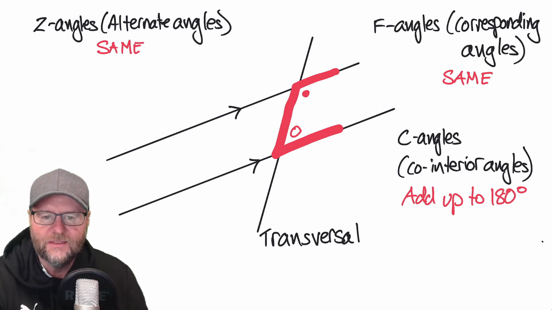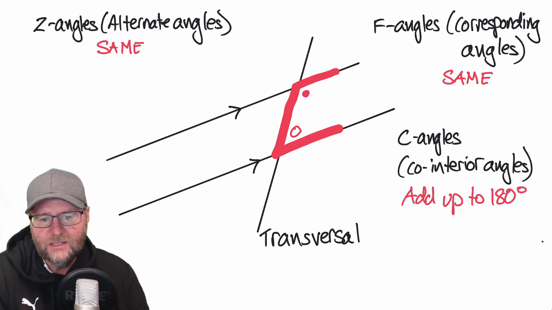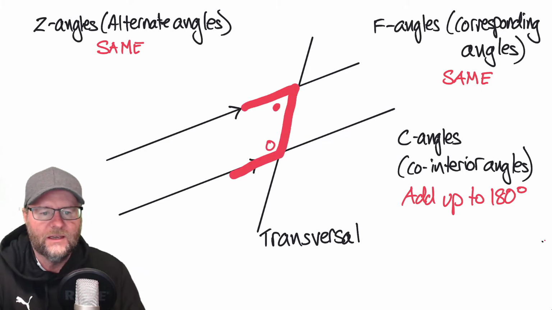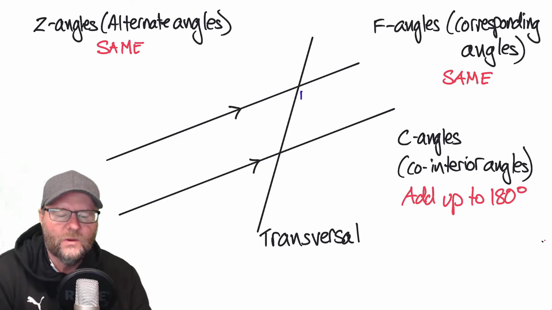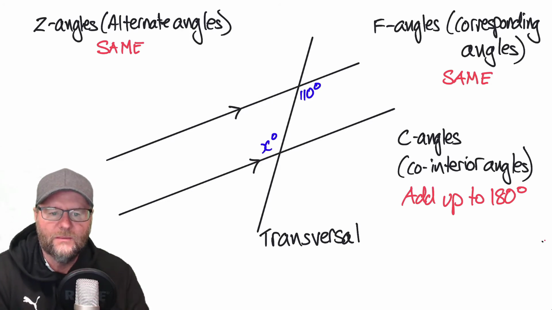Inside the C, those angles will always add up to 180. And just like the others, the C can go backwards. Okay, we're just looking for the shape. So let's look at some examples with some actual numbers.